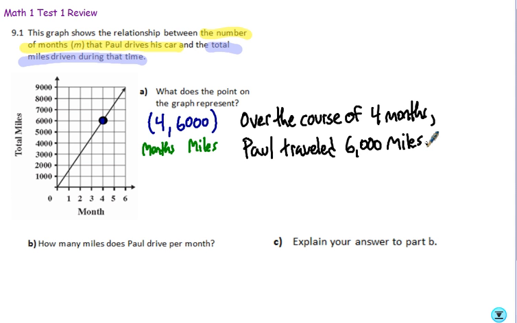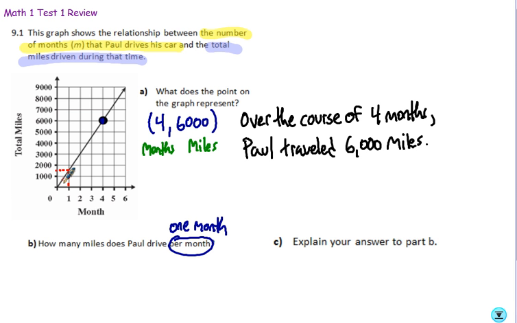Now the question says, if we know that over 4 months he went 6,000 miles, how many miles did he go per month? If I look at 1 month, right, per means 1 month. So how many miles was he putting on there in 1 month? Well, if I look at it, it looks like I want to say it's halfway in between 1,000 and 2,000, which would be 1,500. But we don't want to guess because maybe the graph is a little off or something.